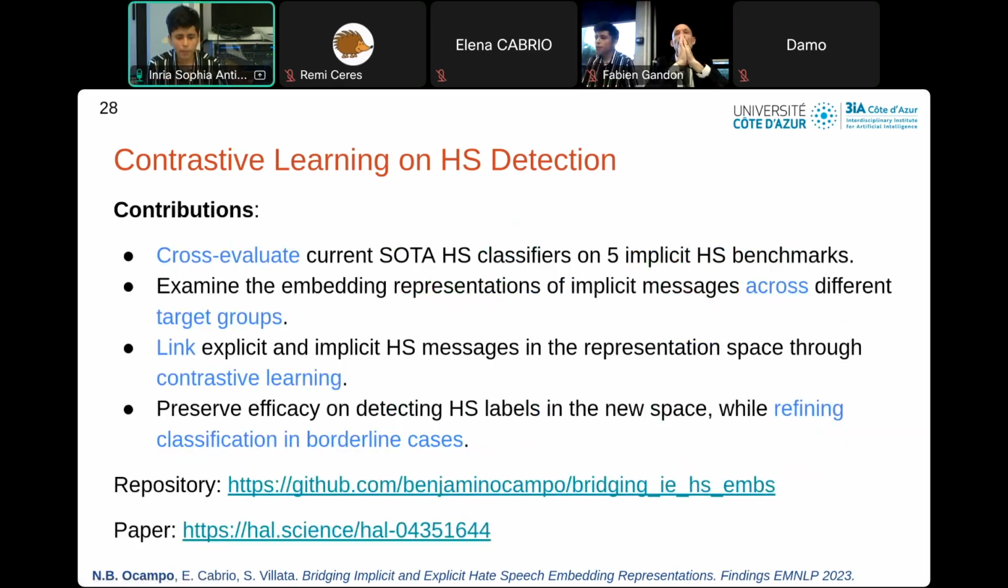So in summary, the contributions were that we cross-evaluate current state-of-the-art classifiers on these implicit benchmarks, improving the embedding representation across the different target groups in order also to improve the detection. And we preserve the efficacy of detecting hate speech labels in the new space while refining some classification in other borderline cases. And here we also provide the repository and the paper, if you are interested in checking that.